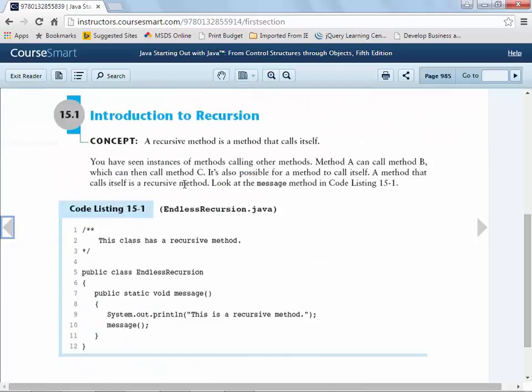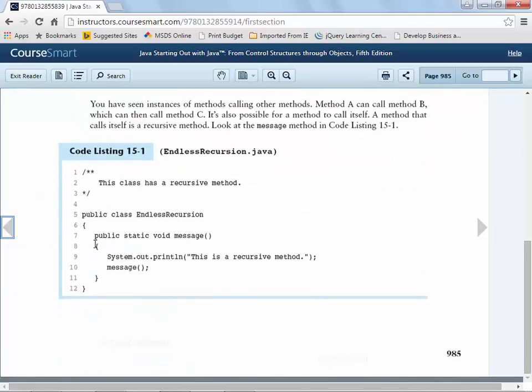So again, I'm in Chapter 15 talking about recursion. A recursive method is a method that calls itself. So if we look right here, this would be an infinite loop. Because what is message doing? It's calling itself.